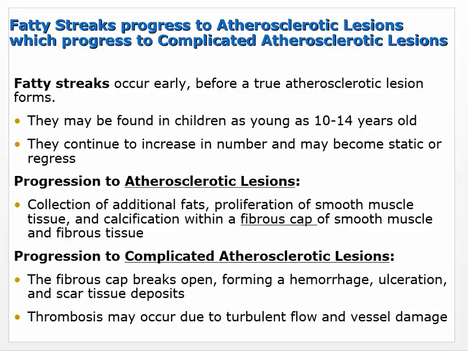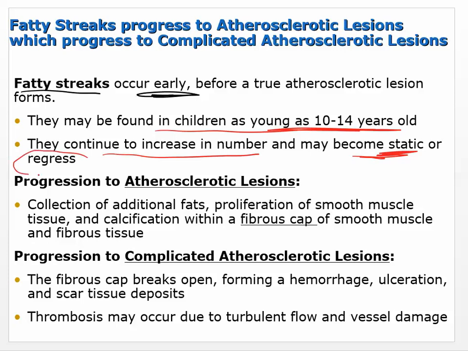Okay, so a couple of terms, I've already mentioned them. Fatty streaks occur early, before the true atherosclerotic lesion forms. These can happen in children as young as 10 to 14 years old. They usually continue to increase in number, but they may become static. They may not change at all, or they may even regress. So that's not bad. If you can identify that early on and change your lifestyle and your eating habits, it is possible for those to regress.